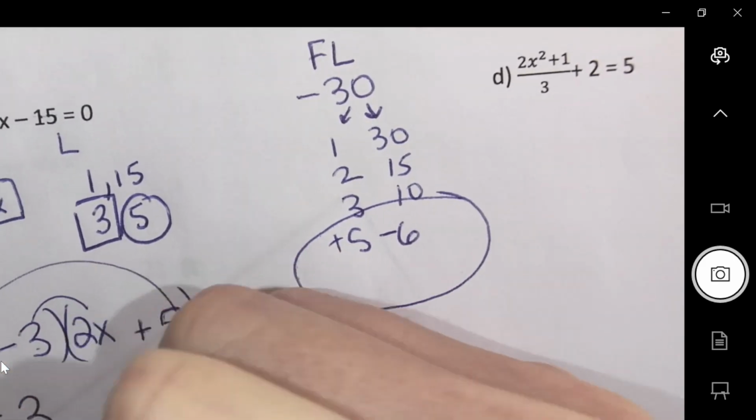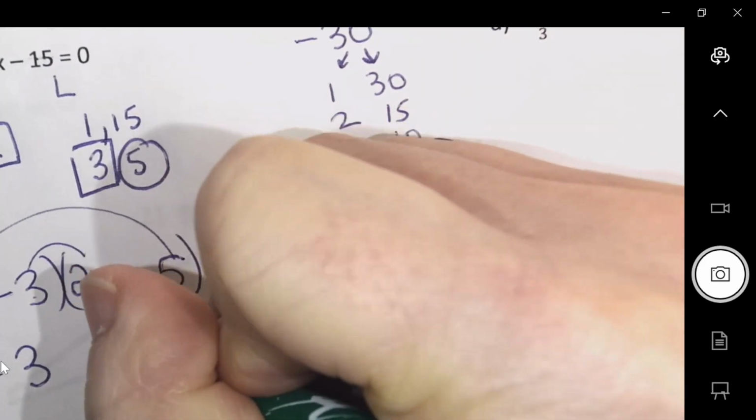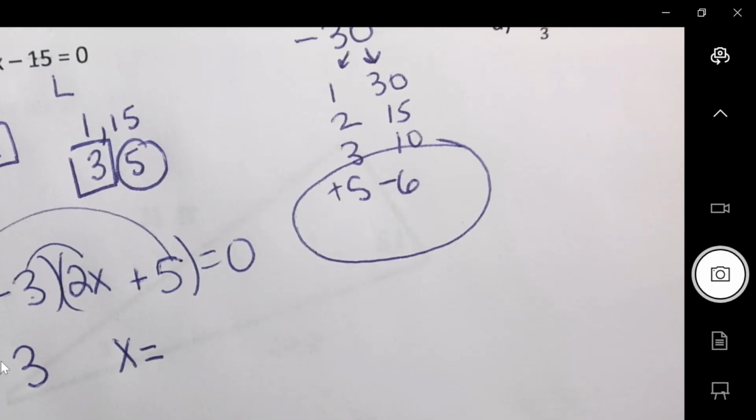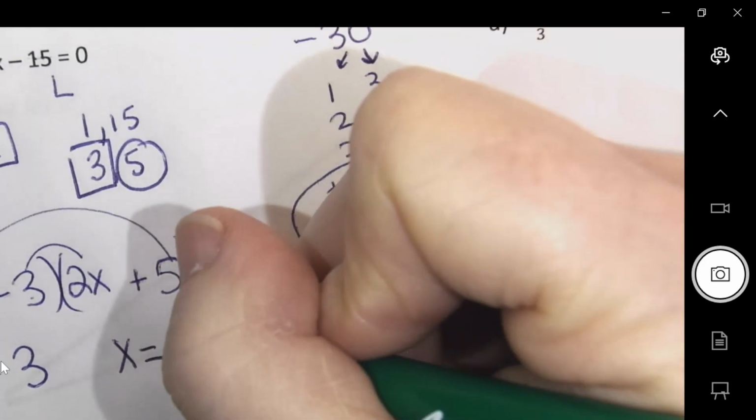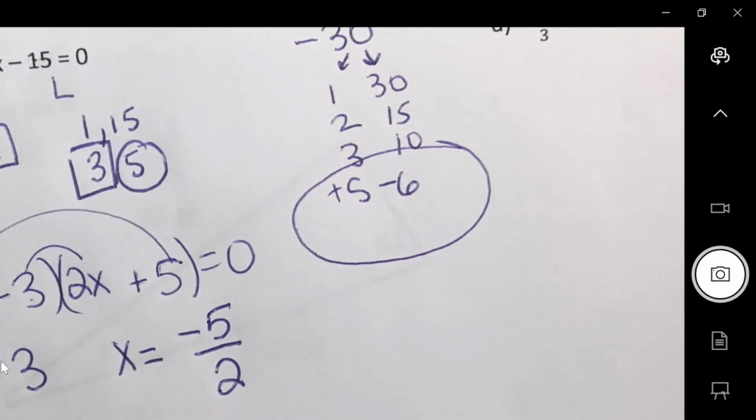Okay, so this one is x equals 3. And this one is going to be some kind of fraction. Do you remember? Negative 5 over 2. Okay?